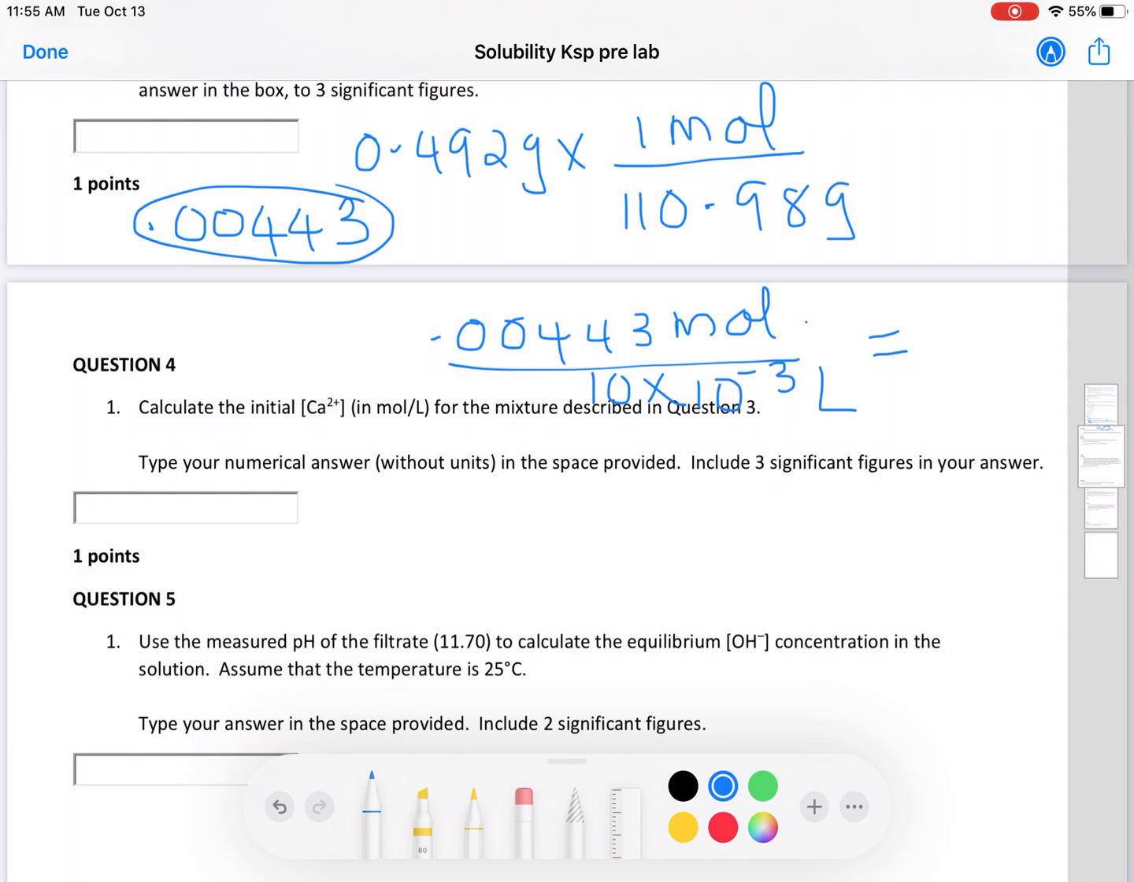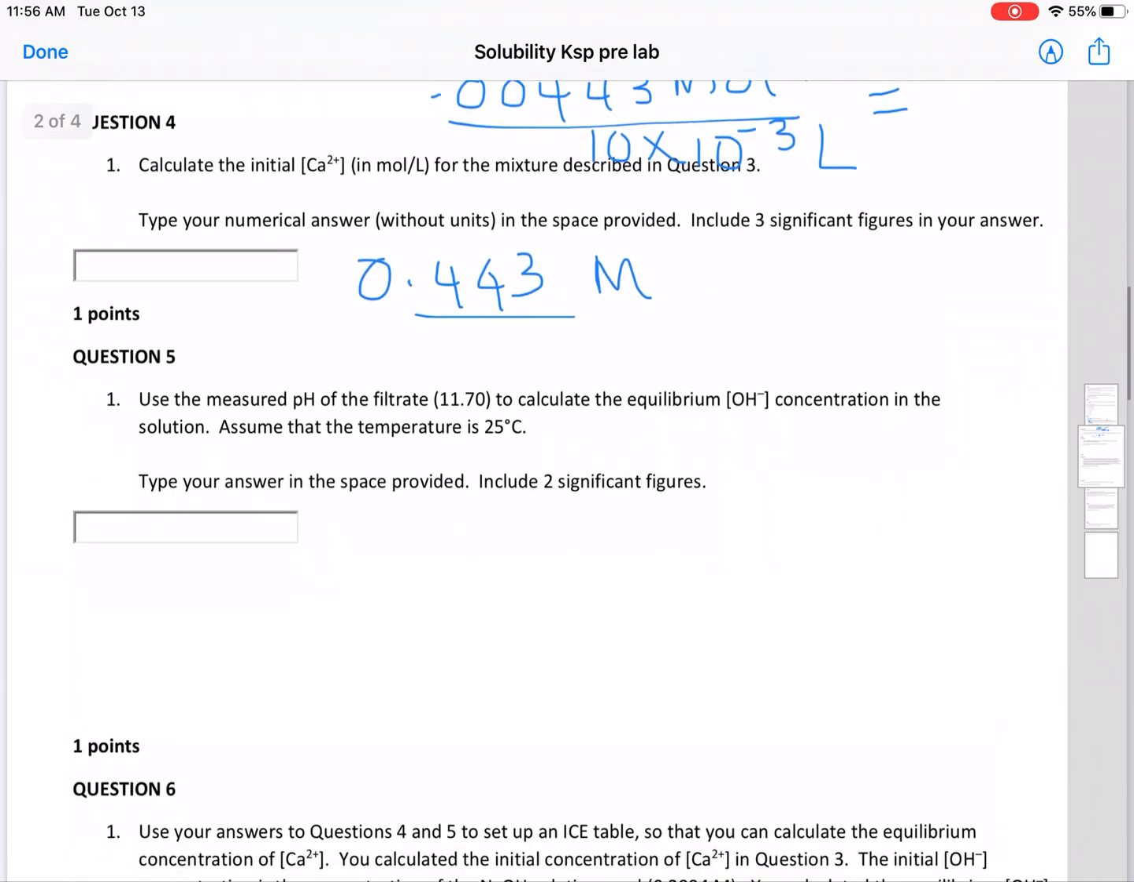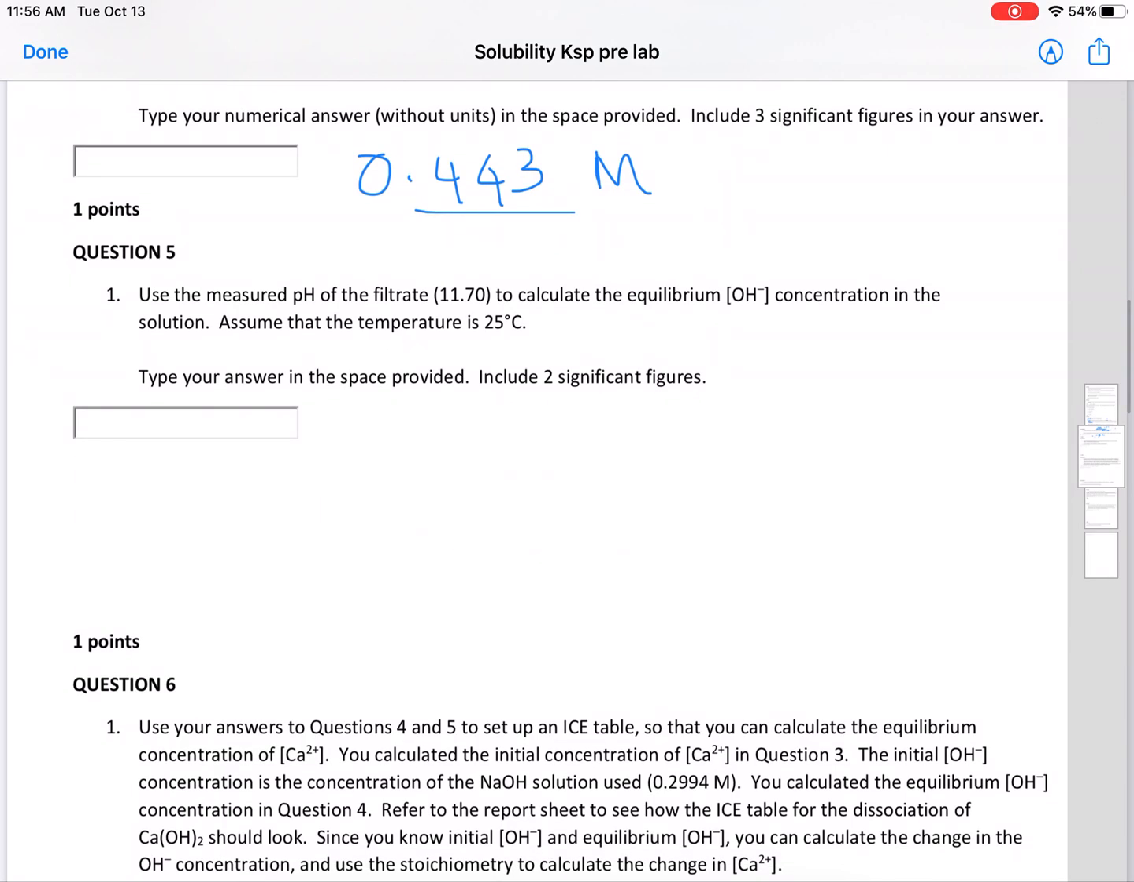And that would be 0.443. 443, not 444. 443. Okay, in 3 sig figs. And that is the initial concentration of calcium ions. Next one. Use the measured pH of the filtrate, 11.70, to calculate the equilibrium hydroxide concentration in the solution.